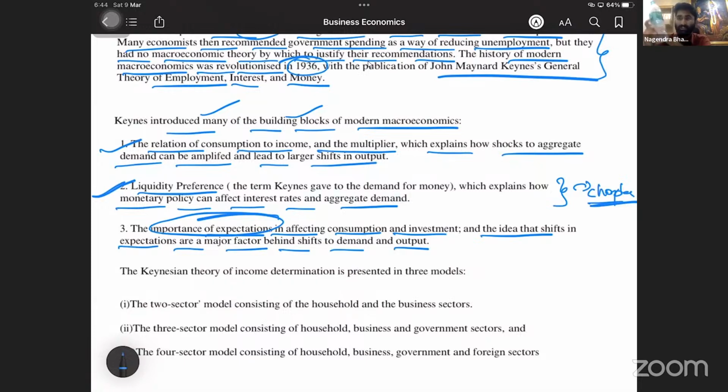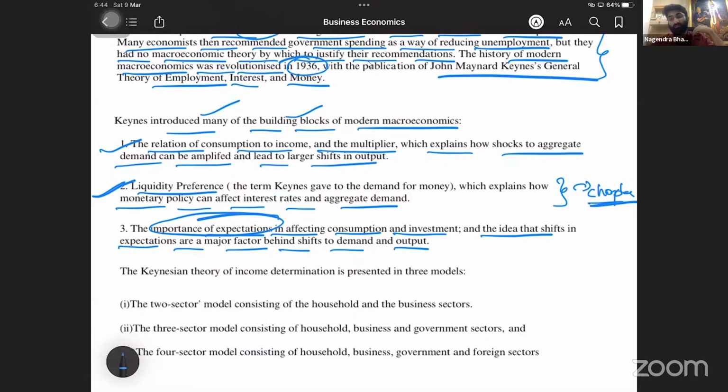Think that I am producing these water bottles. If I believe that in future the demand for these water bottles will increase, what will I do? I will invest more in my company so that I will increase my production capacity. That is expectation. Correct, no? Or one more idea.